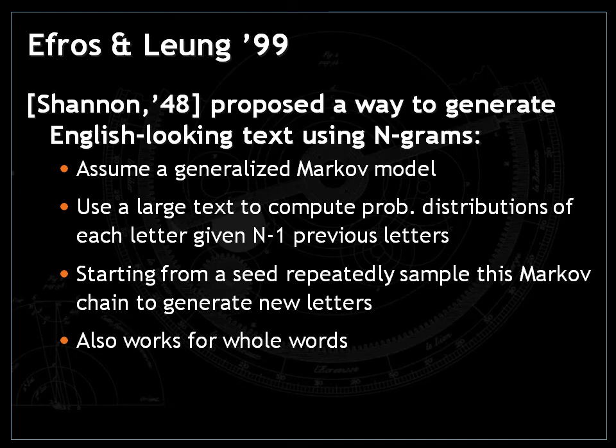For me, the inspiration comes from language, and Claude Shannon proposed a way to generate English-looking text using the n-gram model. For that, we assume that the English text is a Markov model, adhering to the Markov property. Not the right assumption, but let's just go with it. Then we compute these huge probability tables: for every letter, what's the distribution of the next letter given the n-1 previous letters? Once we have that, to synthesize new text, we just start with some seed words, and then sample from this Markov chain, one letter at a time, to get our text.